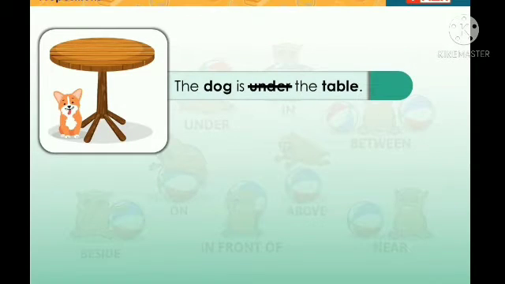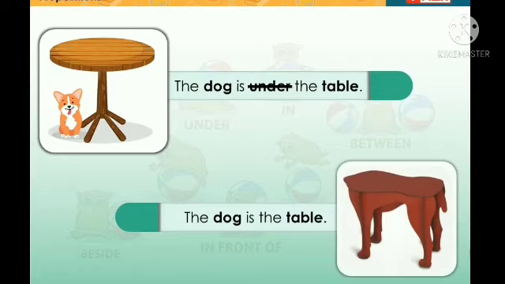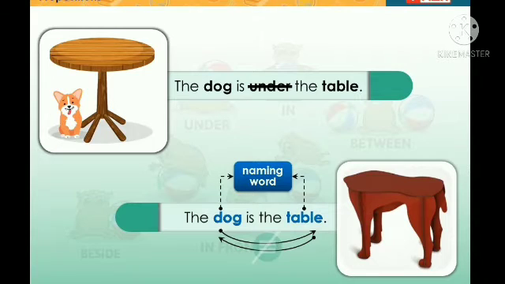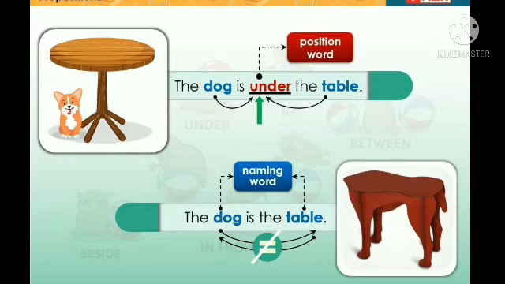Let us see what happens if we remove the position words from sentences. Now, the sentence says that the dog is the table. Children, what does that mean? It means that table is the meaning of the word dog, which is not correct. Both the words dog and table have different meanings. So, to tell the position of the dog, we have to use the preposition under. We have connected both the nouns with the preposition under. Children, now do you understand how important prepositions are?